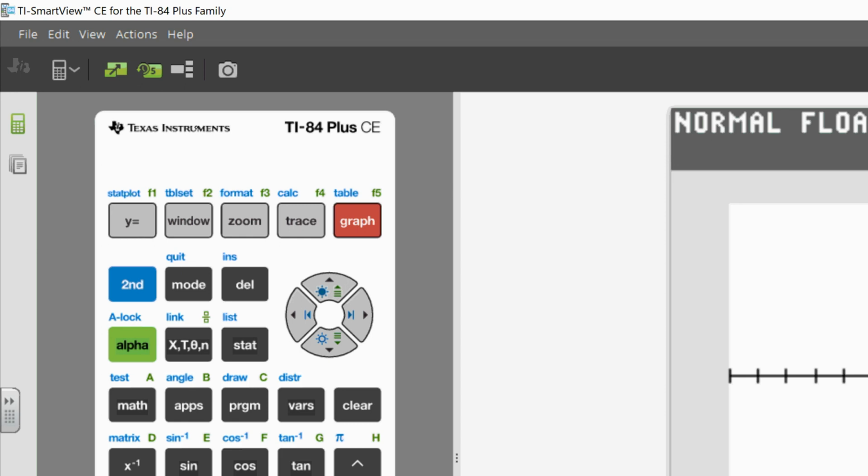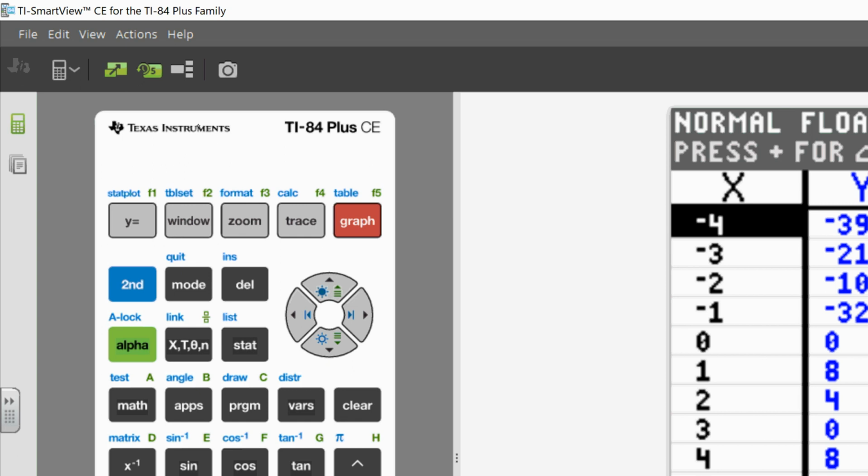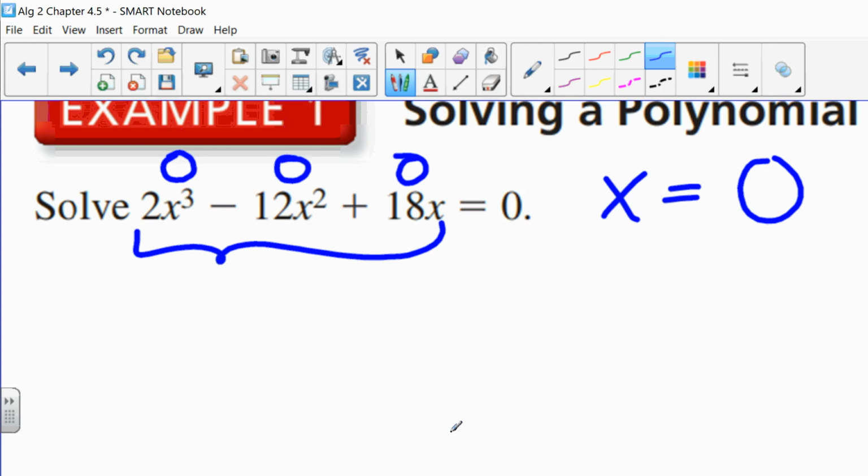We're looking for where the y value is 0, where it crosses the x-axis, yes? So we do have 1 at 0, 0, and then it looks like it's at 3. Now if we hit second graph, it will bring up a table. And where the y value is 0 is when x is 0, and when x is 3, yes? So let's go back over to the slides. So we did have x equal to 0, and x equal to 3.